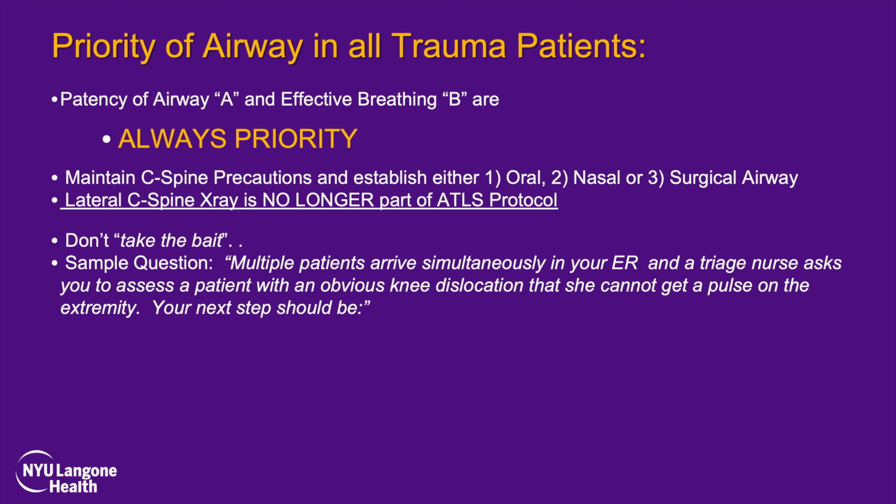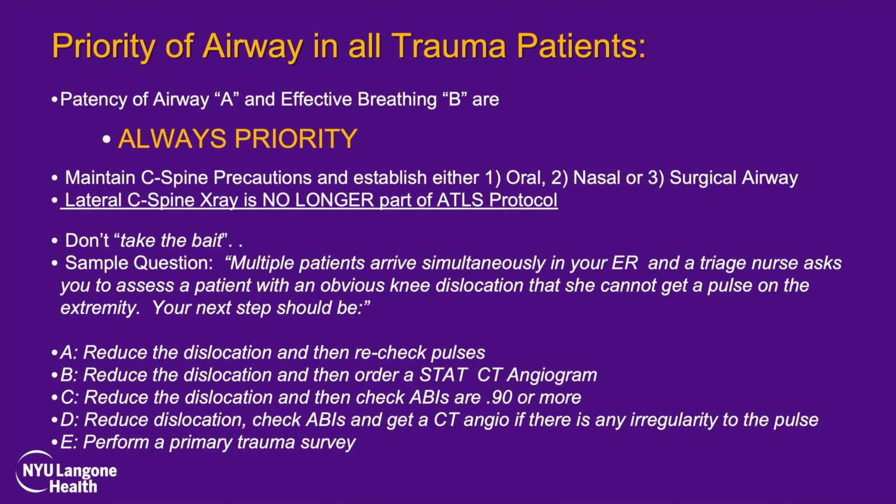You might get an example where multiple patients arrive simultaneously. Triage nurse asks you to assess a patient with an obvious knee dislocation. She can't get a pulse on the extremity. Your next step should be, and they give you all these choices about checking the pulses, get an angiogram, this and that. The reality is perform a primary trauma survey first. Make sure they have an airway and a respiration before you try to save their extremity.